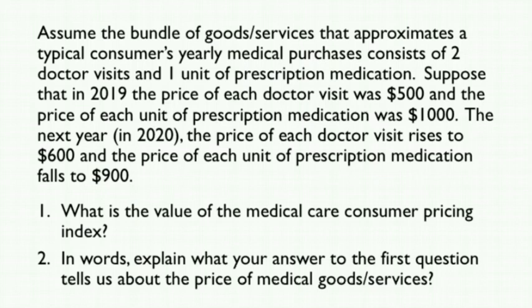The first thing you need to do is calculate the value of the medical care consumer price index. For this question, use the structure of the equation that I gave you and calculate the value of the index. Your answer should be a number. The second part is I would like you to explain in words what your answer to the first question tells us about the price of medical goods and services. This is going to be a descriptive answer to unpack the meaning of the number. Make sure both of these questions are clear in your mind.